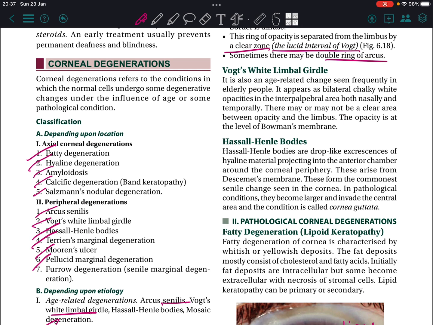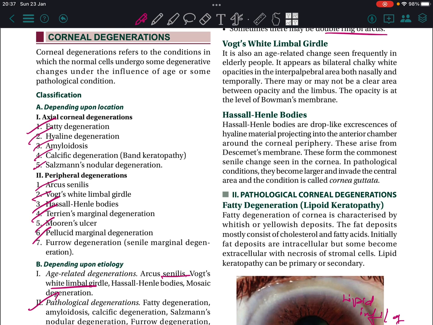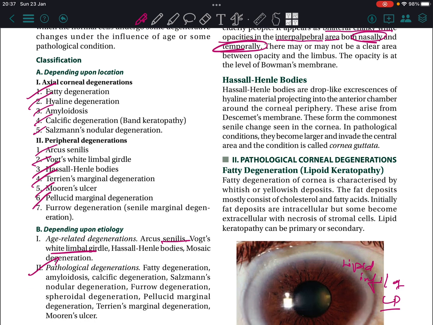White limbal girdle of Vogt. It is also age-related, seen frequently in elderly people. It appears as a bilateral chalky white opacity in the interpalpebral area, both nasally and temporally. There may or may not be a clear area between the opacity and the limbus. The opacity is at the level of Bowman's membrane.